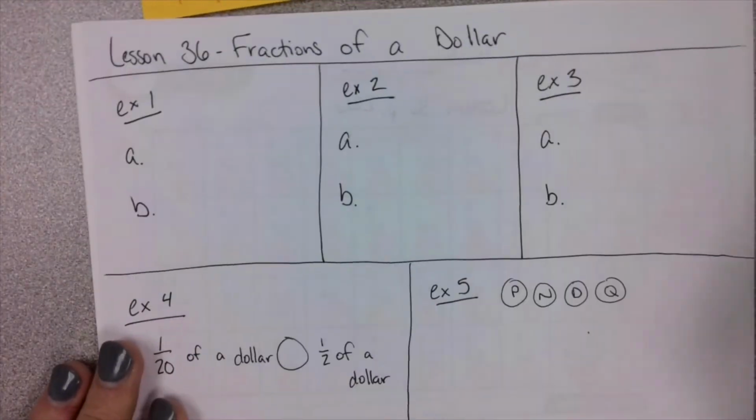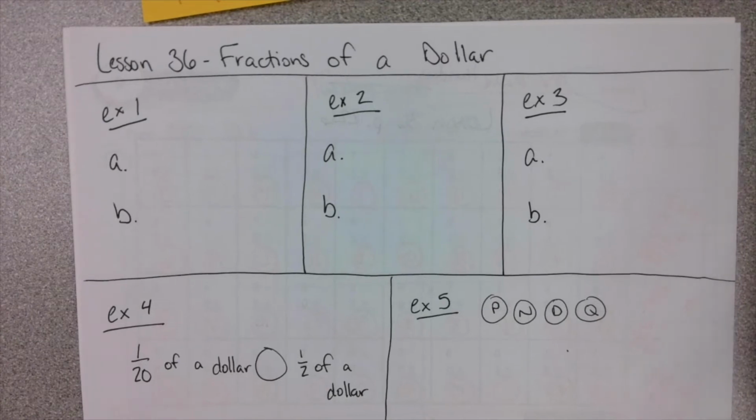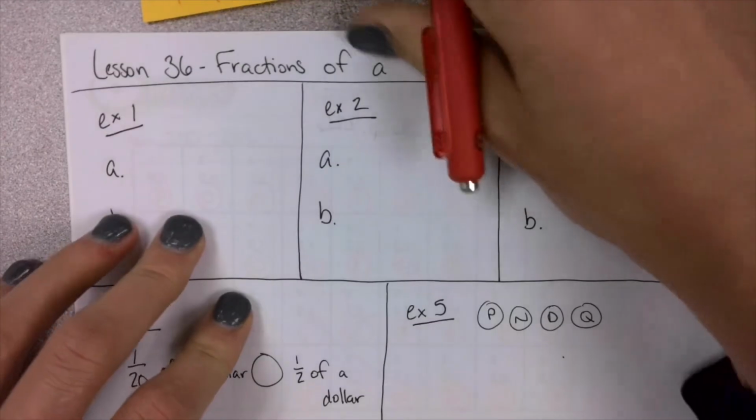Look at example 1. Example 1 on page 228 of your book says 3 pennies are what fraction of $1? Well, how many total pennies are in $1?